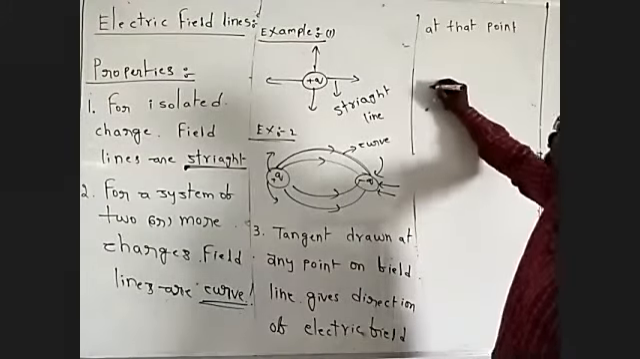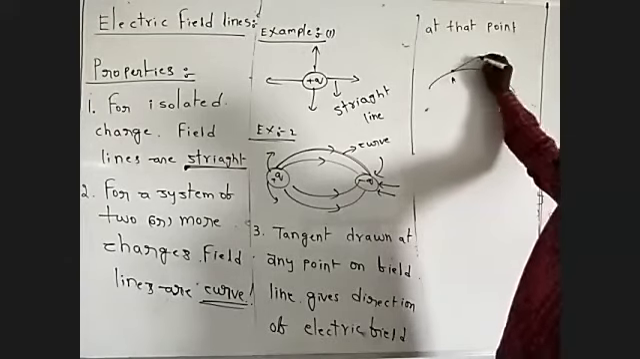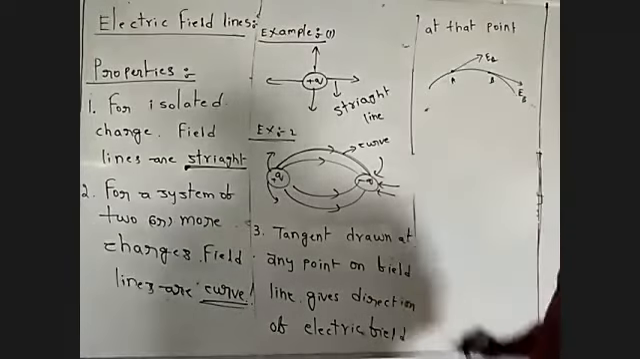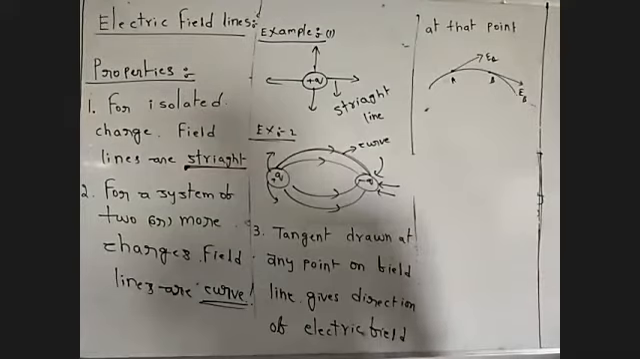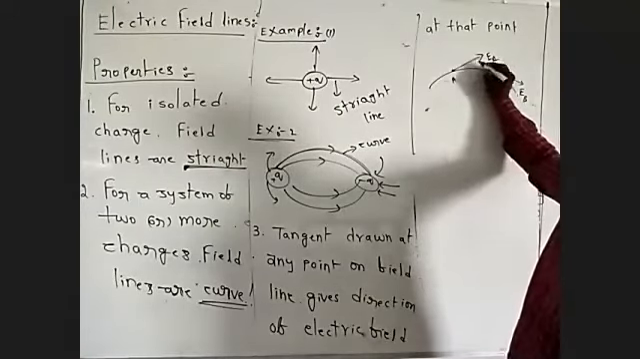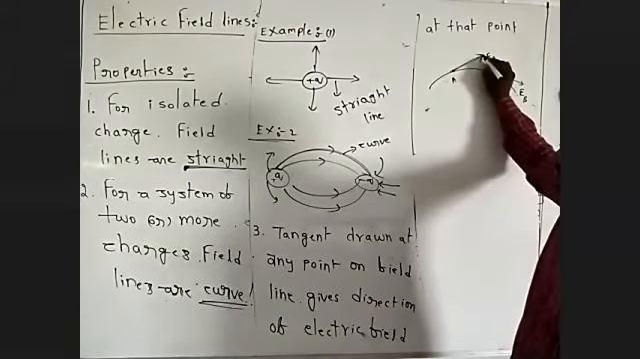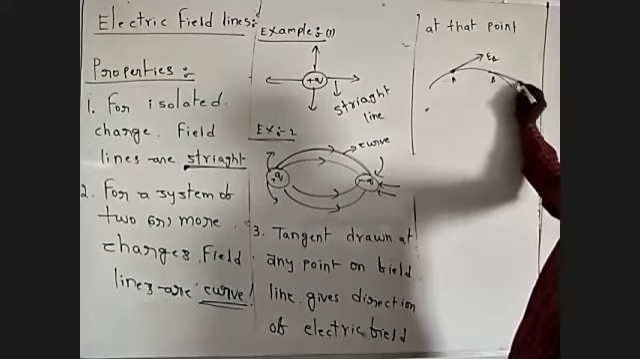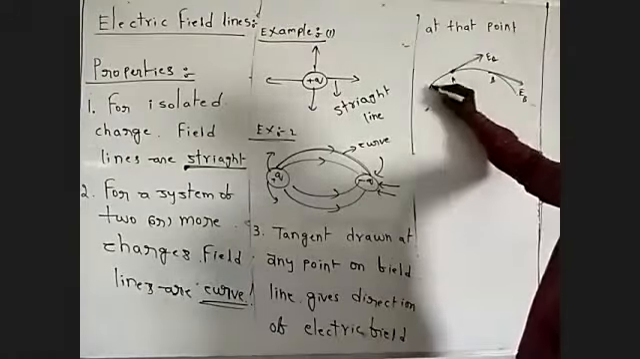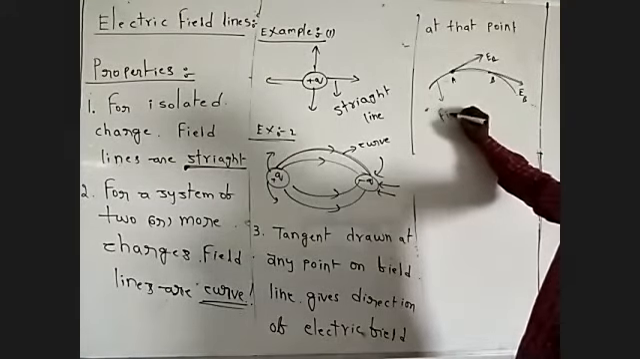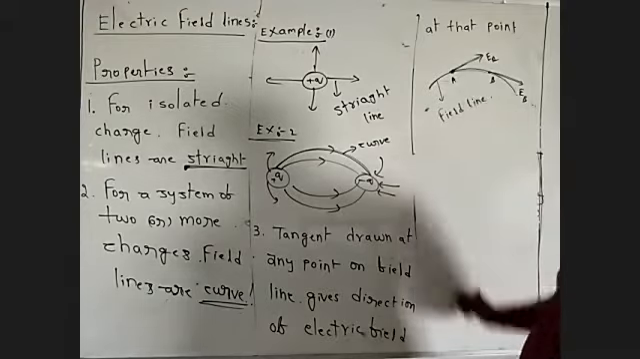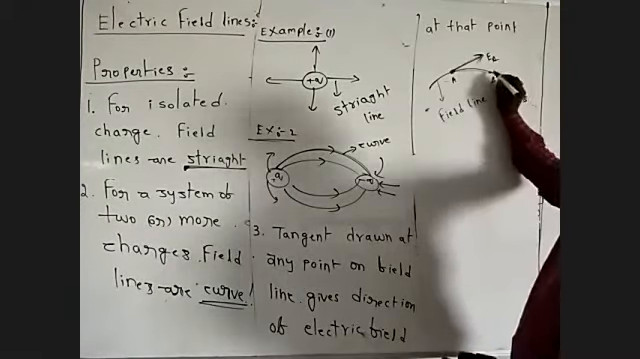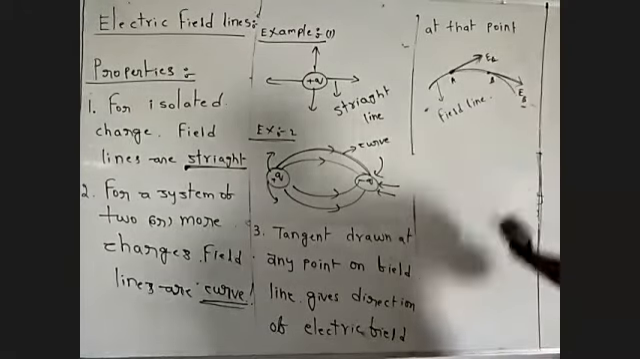Now we will see this is a curve shape at this A point. This is the electric field at this B point. A tangent is drawn at this point. This is one point, this is another point on the field line. The tangent gives the direction of the electric field. At this point, the direction of the electric field is this direction.